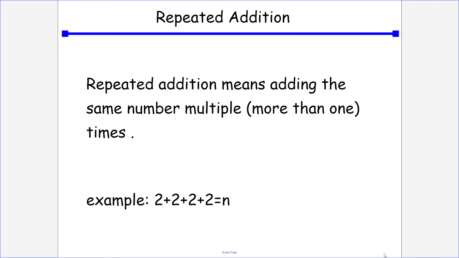Today we're going to be learning about our fourth and final multiplication story problem type. This story problem type is called repeated addition. Repeated addition means adding the same number multiple or more than one times. For example, 2 plus 2 plus 2 plus 2. We're adding the same number, 2, multiple or more than one time. We're adding it 4 times in this problem.